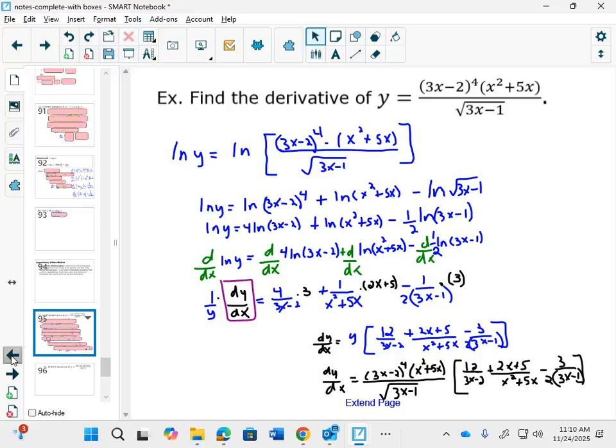Right, so this is the new method where you take the natural log of both sides and use your log laws to get rid of quotient rules, product rules, and extra chain rules.